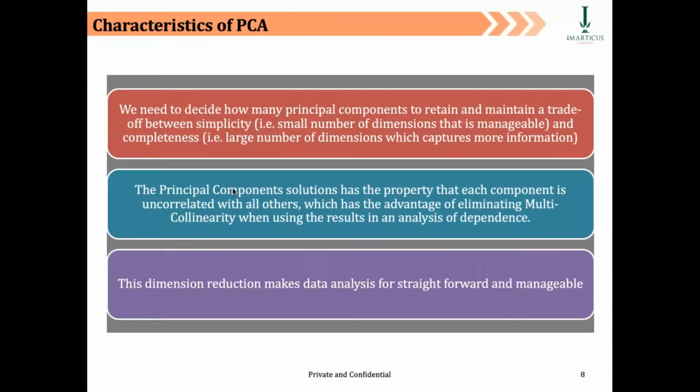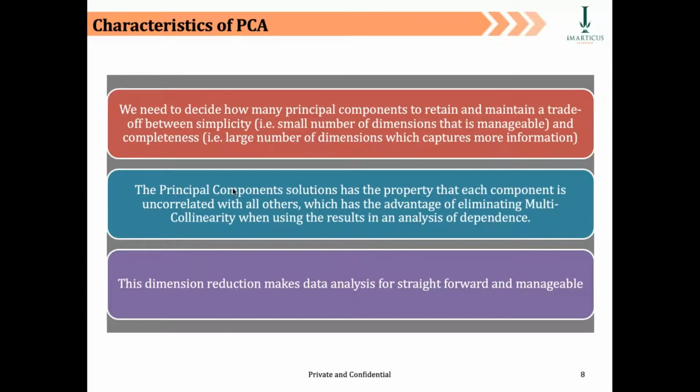Now, what are the characteristics of PCA? First, we need to decide how many principal components to retain, maintaining a trade-off with simplicity. When we do dimension reduction, it will give us probably PC1 to 5, but we have to see how many we have to keep and what is a manageable size. But at the same time, we also have to ensure completeness, meaning all the dimensions are actually captured. Within those PCs, what are the features coming through, and is it representing our data completely or not?